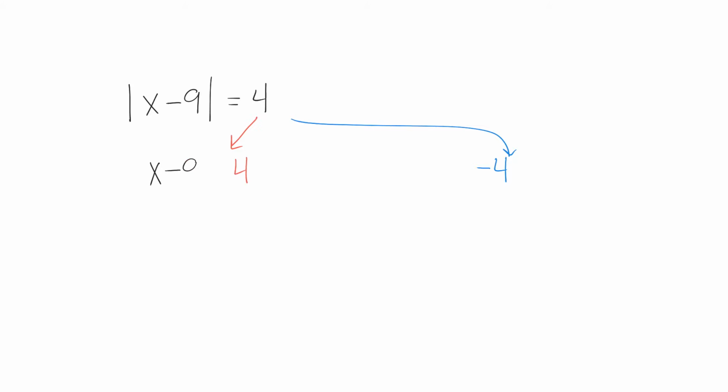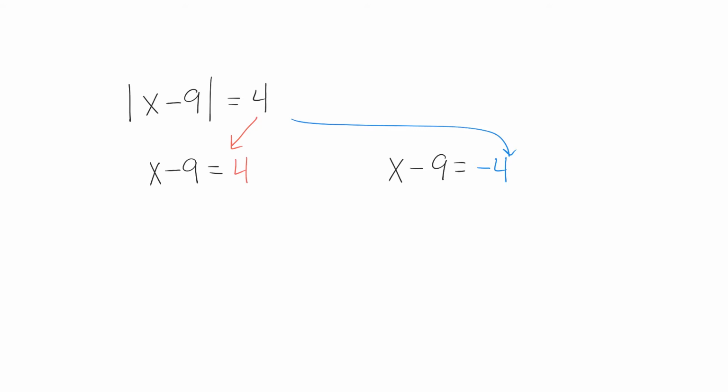This time we're going to have the absolute value of x minus 9 equals 4. Okay, so split into two equations, one positive and one negative. That means I am going to take my 4 and I'm going to make it positive, and then over here I'm going to make it negative. I'm going to remove my absolute value. So x minus 9 equals 4, and x minus 9 equals negative 4. My positive and my negative.